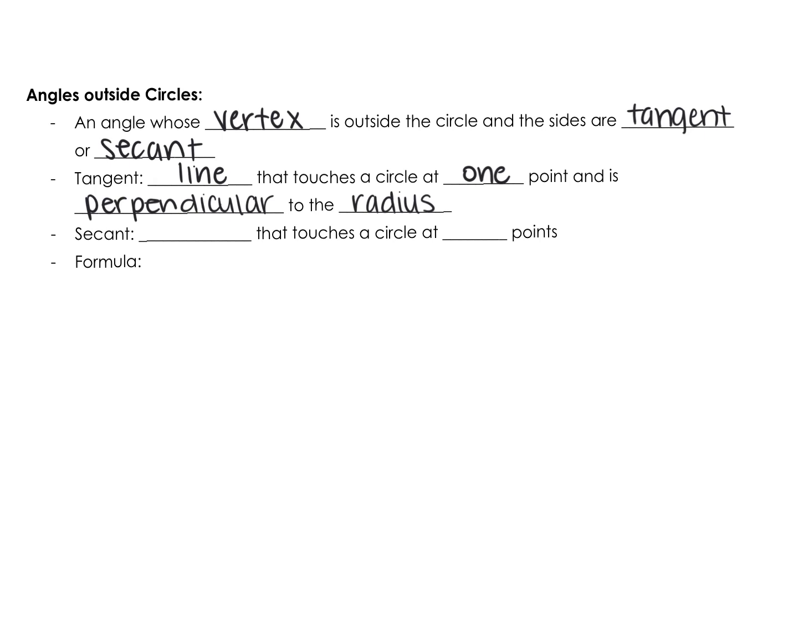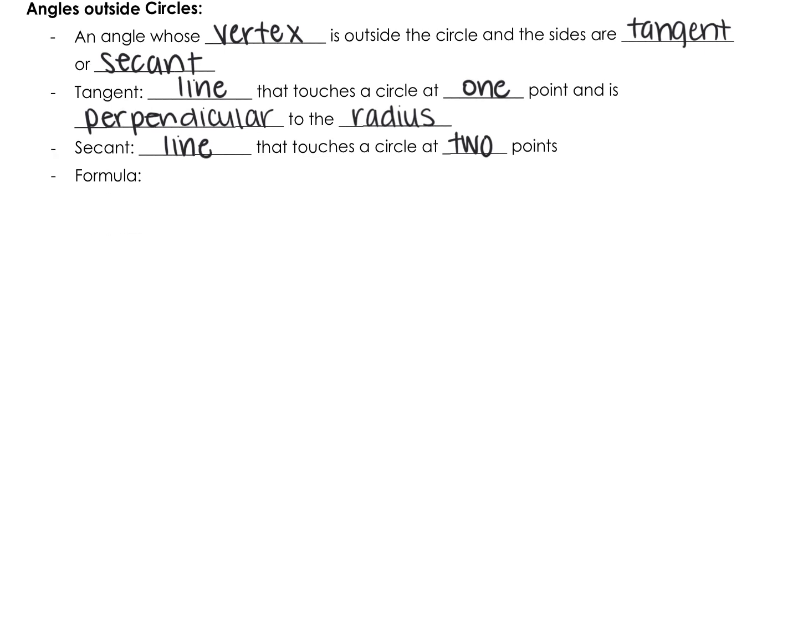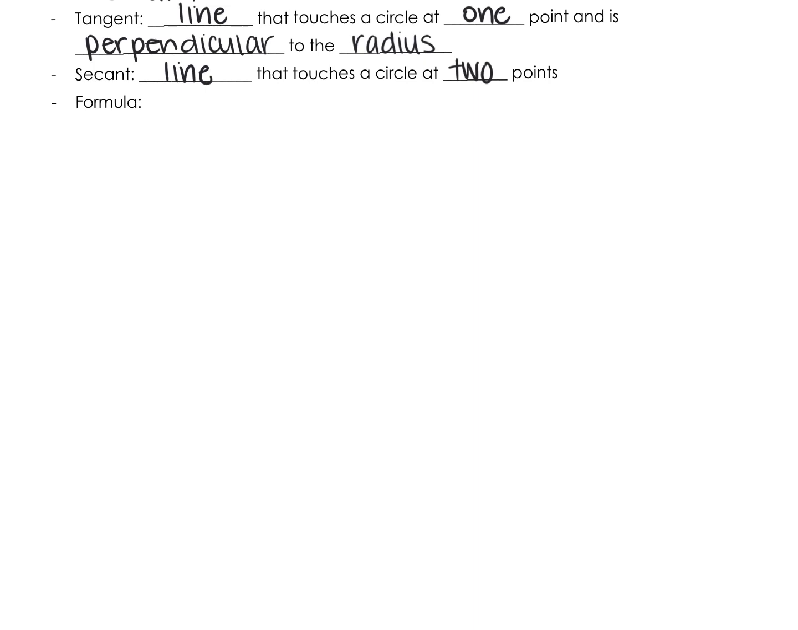And I'll draw some pictures here in a little bit so you can see what it looks like. A secant is a line that touches a circle at 2 points. So there's 3 different ways you can have angles outside circles. You can have 2 tangents, 2 secants, or you can have a tangent and a secant. And the nice thing is, no matter which type you have, the formula for calculating that angle is the same no matter what 2 you have. So we'll start with if you have 2 tangents.